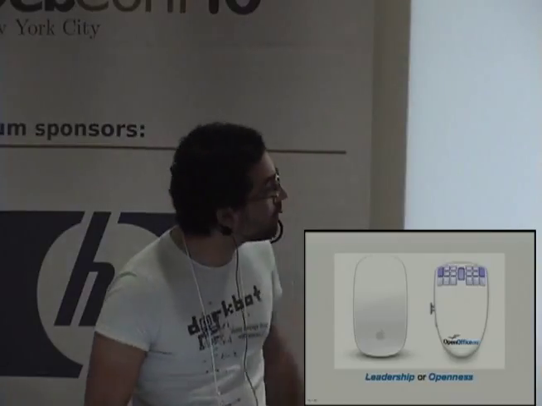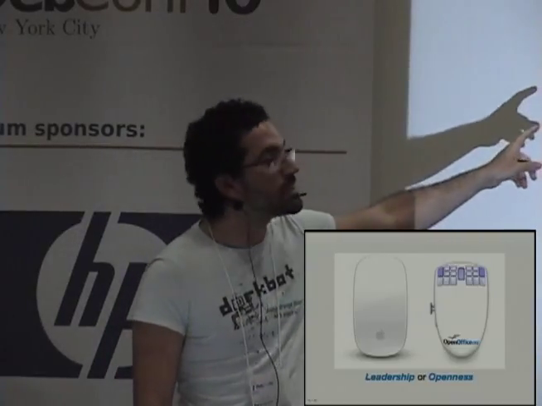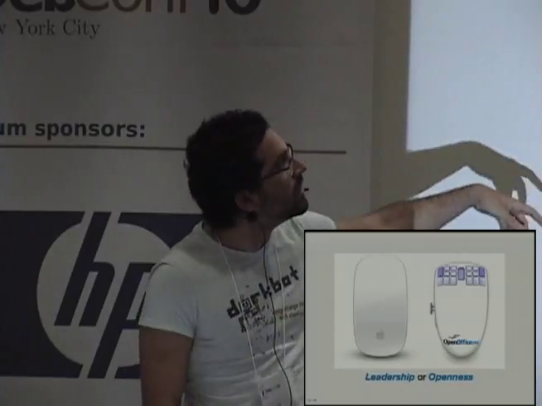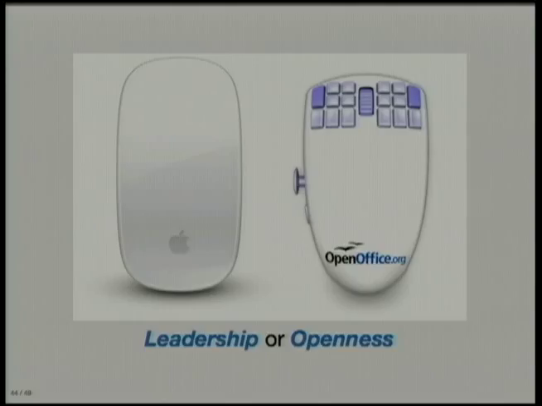And this is an interesting example for me. On the left, you have the Magic Mouse that Apple came up with. As you can see, no buttons, or basically it's one big button. On the right, you're seeing the open office mouse, a lot of opportunities. What I'm arguing is that these are two models of thinking about design. One of them is about a very firm leadership. The other one is about a great openness.